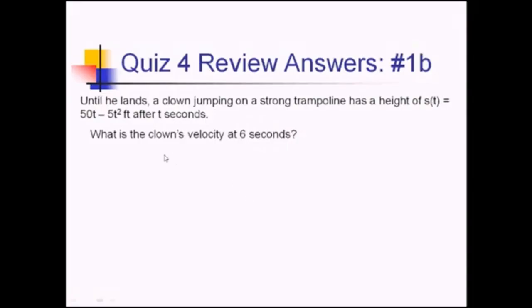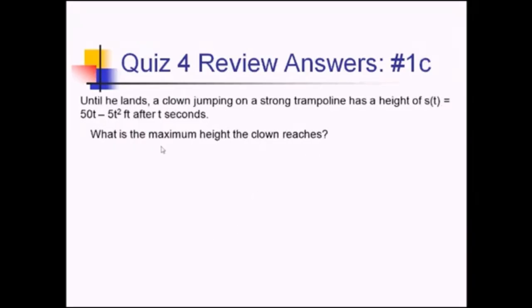For this problem, we want the clown's velocity at 6 seconds. So for that, we need the instantaneous rate of change, S prime, or V. So I'm going to start by writing V of t equals S prime, just to show people where I'm getting my velocity function from. And then S prime is just going to be 50 minus 10t. So now I just have to plug 6 into my S prime here. So that's 50 minus 10 times 6. 50 minus 60 gives us negative 10, and that is going to be in feet per second.